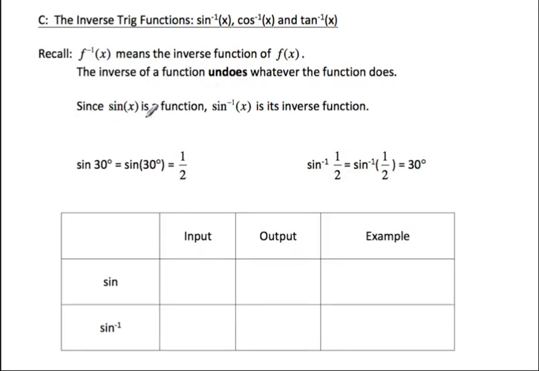Since sine of x is a function that takes an angle as its input and gives a ratio as its output, sine inverse of x is its inverse function and will do the opposite.